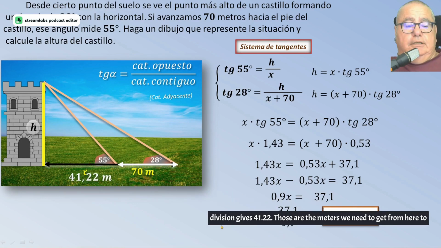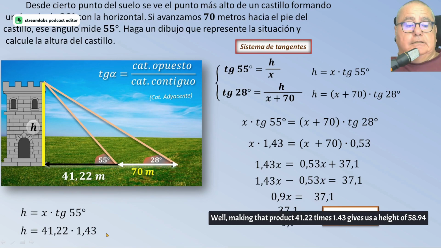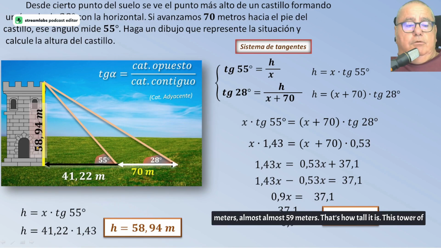Those are the meters we need to walk from here to the base of the castle. But the problem really asked us for the height of this castle, this tower. We can calculate the height both here and here, but obviously it is simpler here. So h would be equal to x times the tangent of 55. Making that product, 41.22 times 1.43 gives us a height of 58.94 meters, almost 59 meters. That's how tall this tower of this castle is.